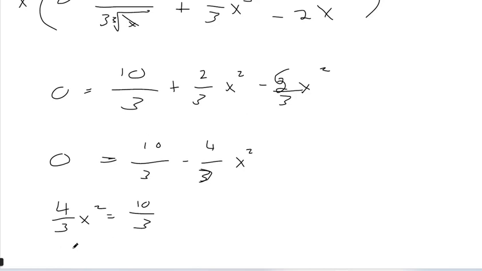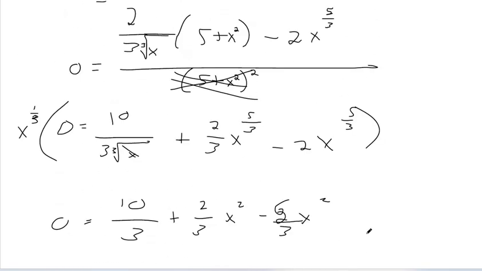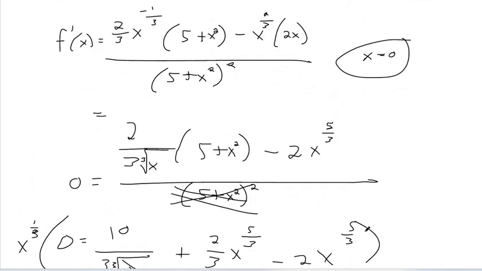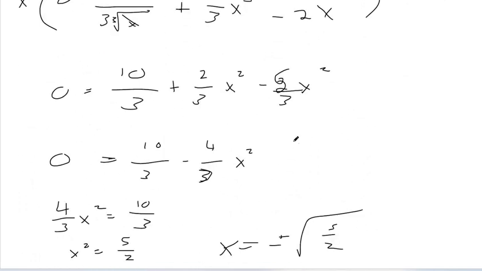Multiply both sides by 3/4, and take the square root of both sides. So x would be positive or negative the square root of 5 halves. Okay, so those are the critical points, and what you want to do is test numbers to the left and to the right using the derivative to see whether you switch from increasing to decreasing.